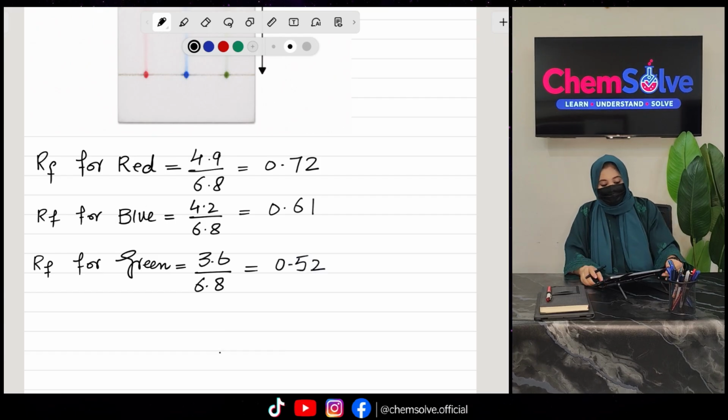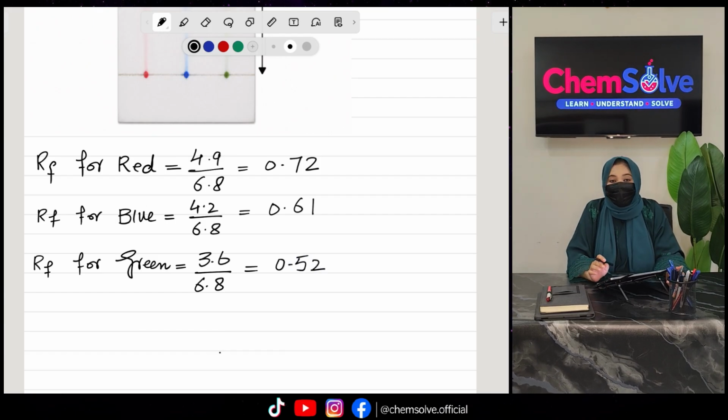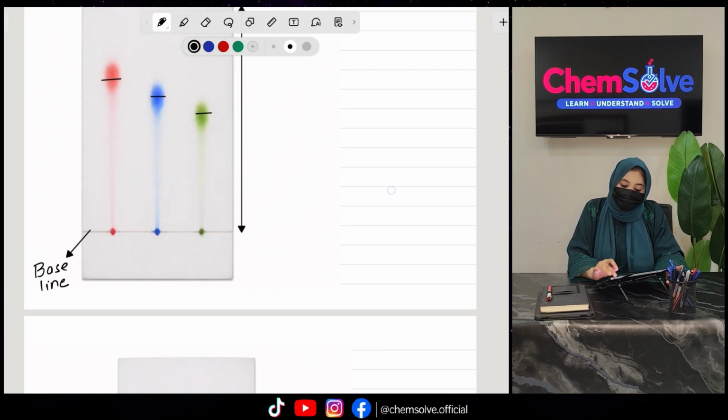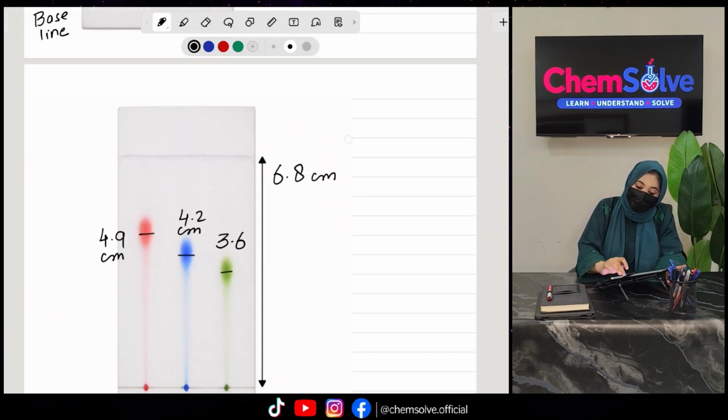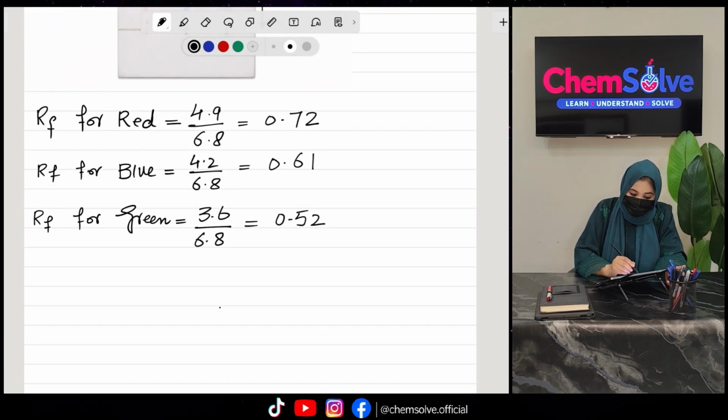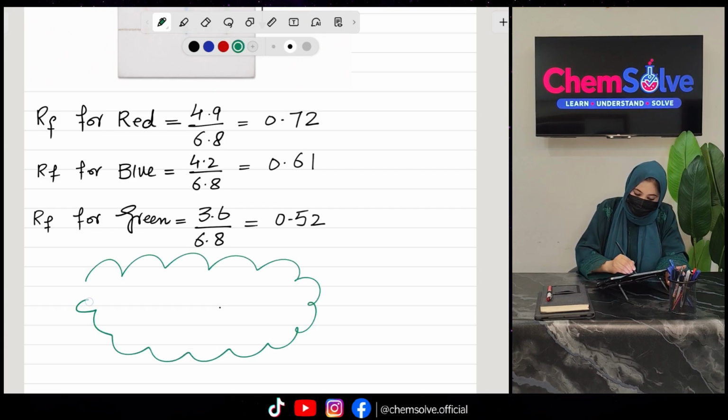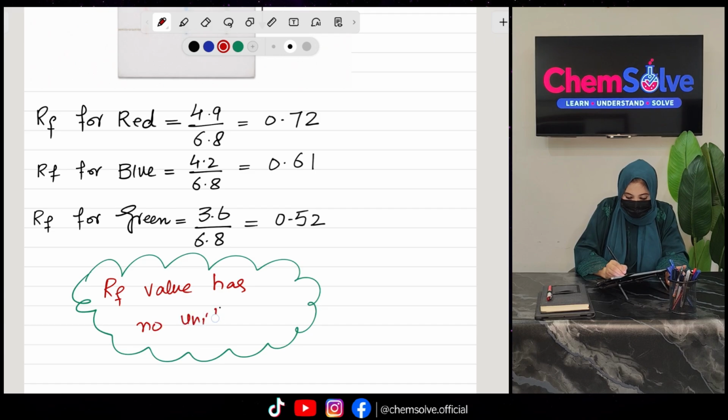Look, I didn't write any unit for the RF value. Why? Because RF value is actually the ratio between two distances. One distance is measured in centimeter and the other distance is also measured in centimeter. So both of these units are similar. They will be cancelled out and resultantly RF value has no unit. So you must remember, RF value has no unit.